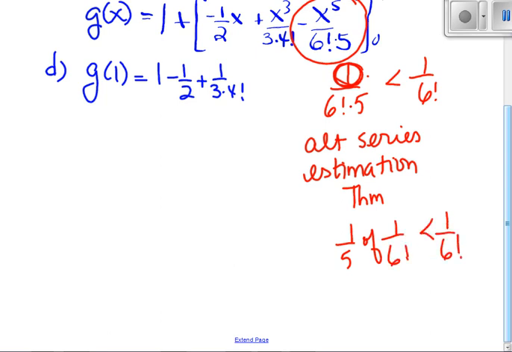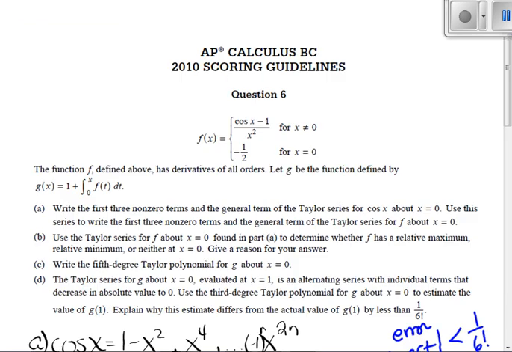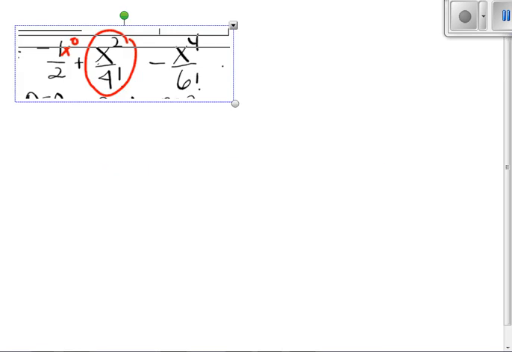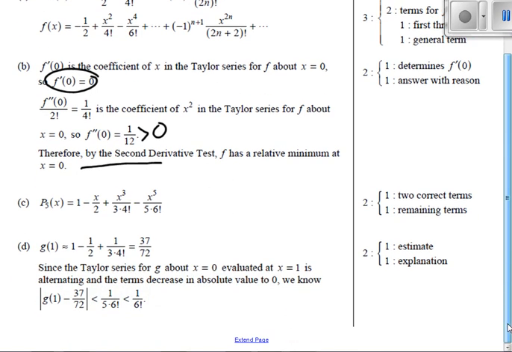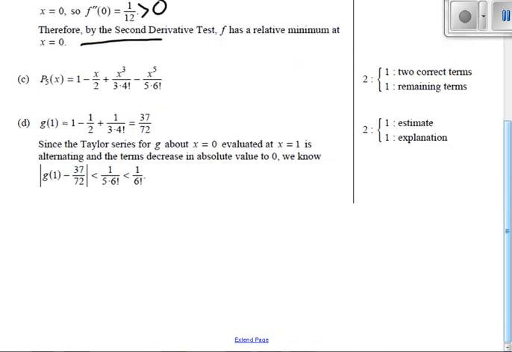So what do they want to see here? 2 points. And you're okay with this. So don't waste your time simplifying that. At least that's the way I interpret it. Look at the PowerPoint, that's what he says too. Since the Taylor series evaluated is alternating and the series terms decrease, the alternating estimation theorem should work too. We know this. This was an easy one. We should get all 9 points on this.